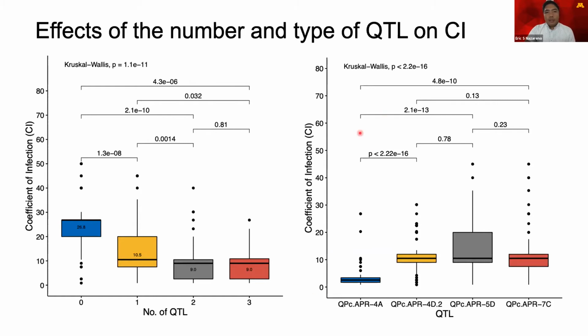And I also looked at the effect of each individual QTL on the coefficient of infection, and found that QPC APR4A has the most significant effect compared to the other QTL. And this QTL was from the MNBT line.